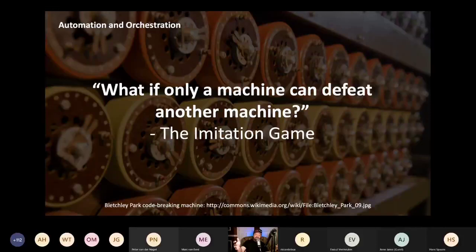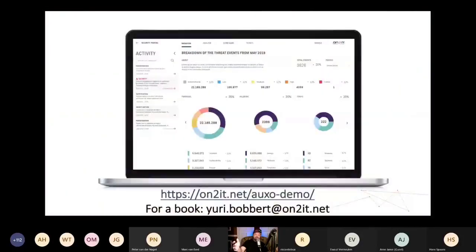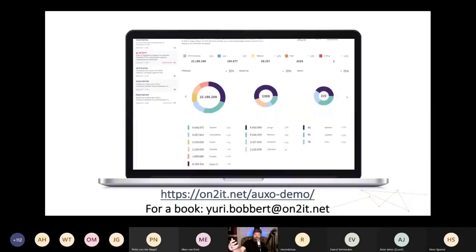That's what we're doing at Onapsis. That's why I came to Onapsis. We are building the machine to defeat the machine. So we're doing that with our OXO platform.